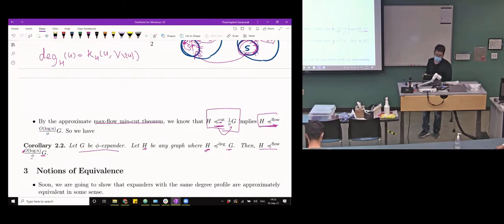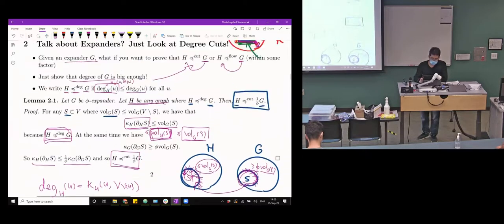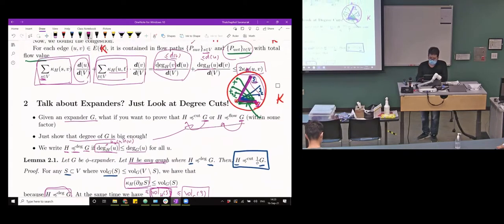All right, so that's what we have. If you want to say that G is bigger than H in the cut or flow sense, but G is an expander and the degree is big enough, then you're done.